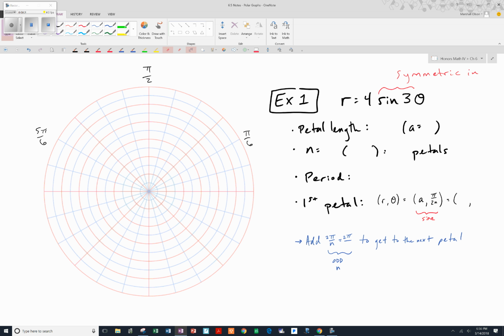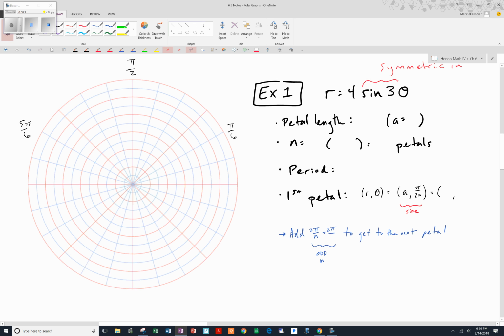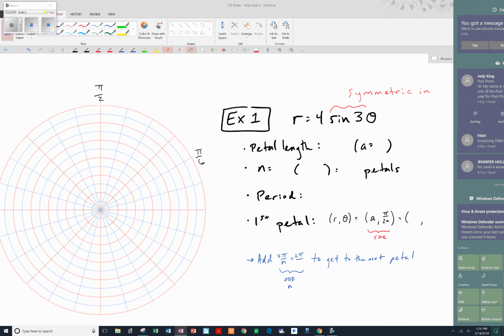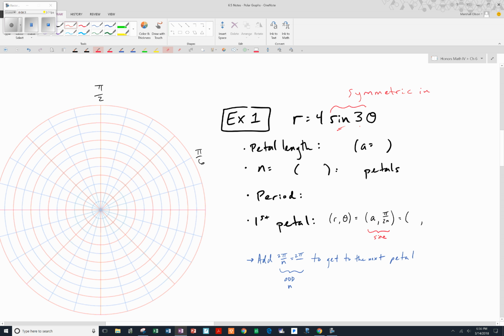So here is the first equation we're going to focus on. It's the one that we just dealt with. We're going to graph this by hand. What I want you to notice first is we have a sine function and we have an odd n value, which we've talked about already, but what that means is that we are going to be symmetric in the y-axis.